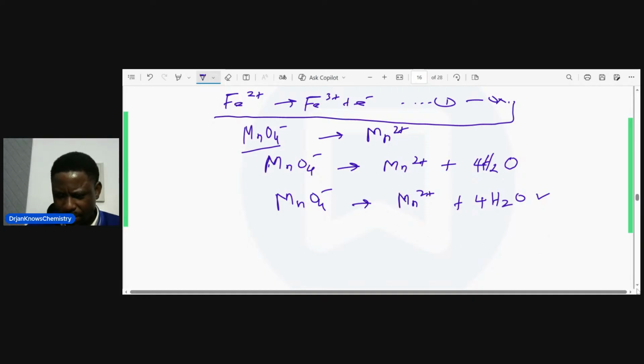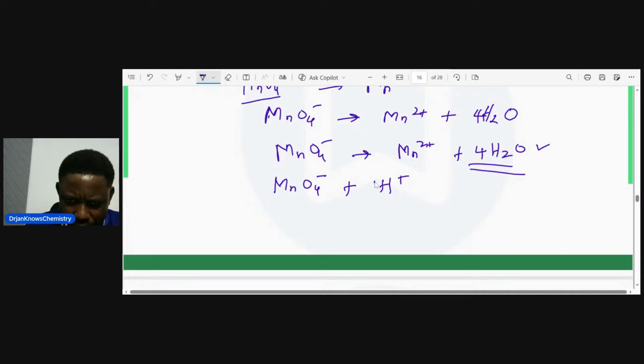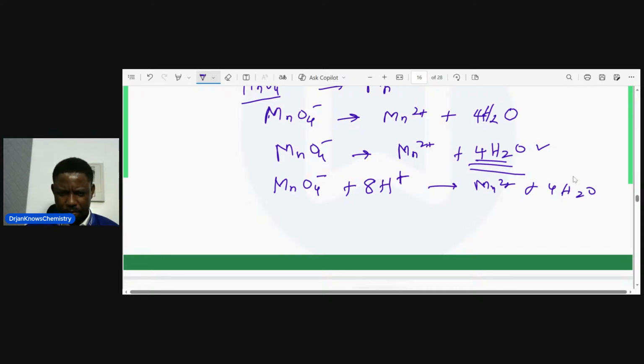But we have created another problem, and I want somebody to please put it in the right perspective. What problem have I created? I've added hydrogen to the product side, and there is no hydrogen here. So you simply add the hydrogen to MnO4 minus. How many hydrogen have I added? 8. So we use H plus because it's in acidic medium. We now have 8 of it, because I have 4H2O, so I had 8H from there. So we now have Mn2 plus and 4H2O. You can see that it looks complex, but it's not, because we are working step by step.